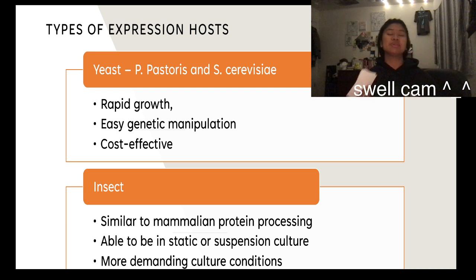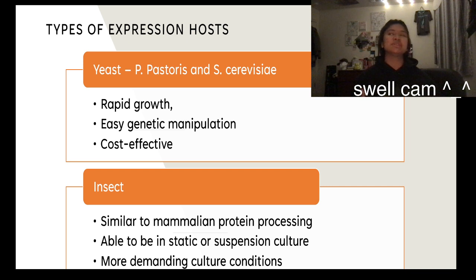Another expression host system that is used in the industry is Pichia pastoris and Saccharomyces cerevisiae, which is yeast. They have rapid growth, so they have a pretty fast doubling time, but not as fast as bacterial cells. They have easy genetic manipulation, which is ideal for being able to manipulate and use it to express your protein of interest, and they're pretty cost effective.